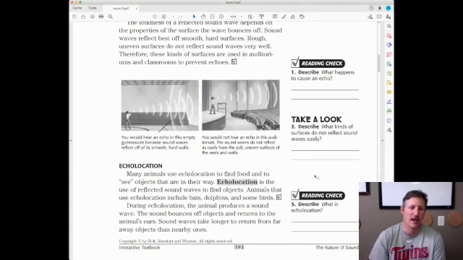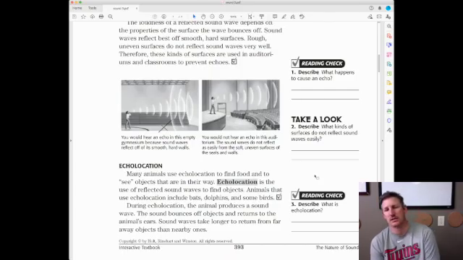Echolocation. Many animals use echolocation to find food and to see objects that are in their way. Echolocation is used to reflect sound waves to find objects. Animals that use echolocation are bats, dolphins, and some birds.